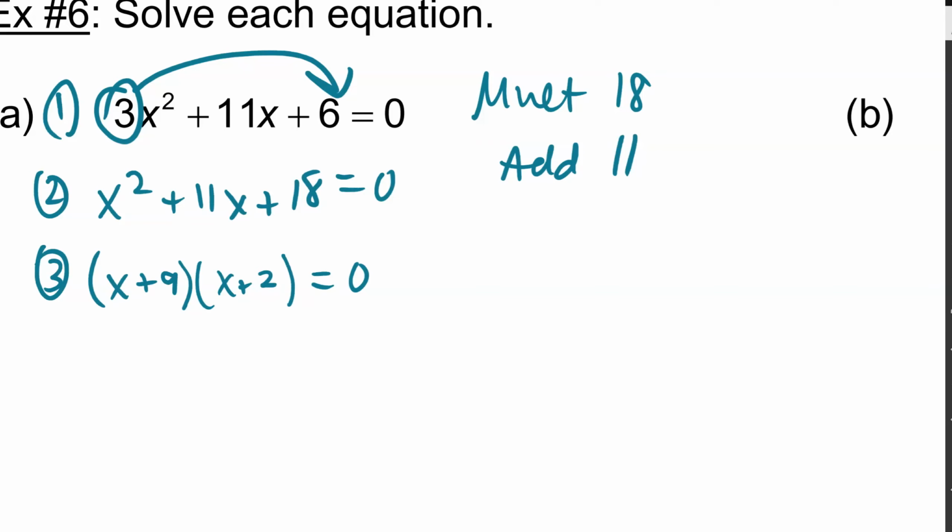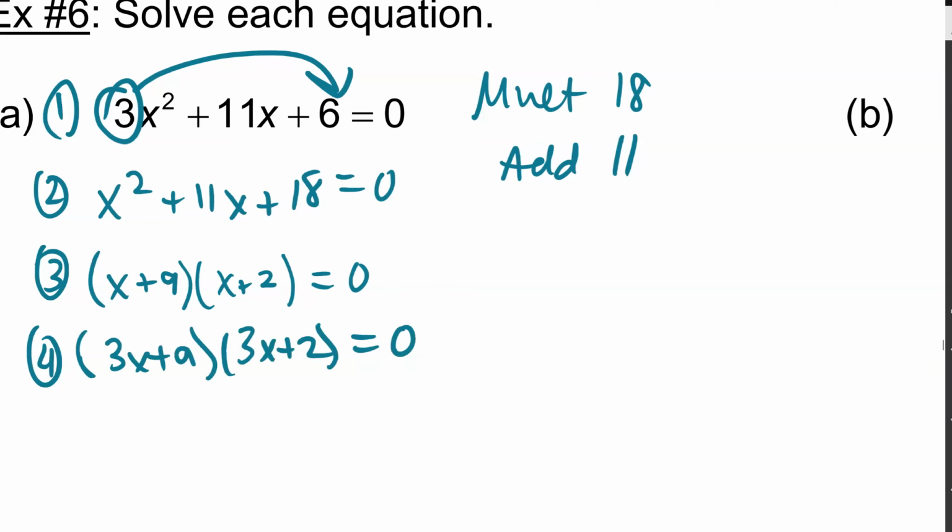Third step, factor. Fourth step, put back in the coefficient we just took out. So I'm going to write this as 3x plus 9, 3x plus 2 equals 0. Then we see if there's any common factor that we can cancel out of either binomial. I see 3 for the first one, so I can rewrite this as x plus 3. I can't change the second one, so I leave it as 3x plus 2.